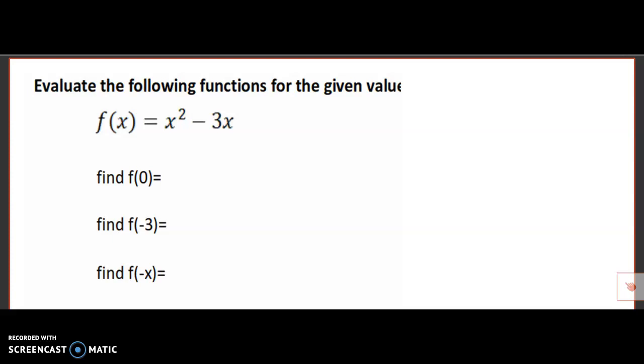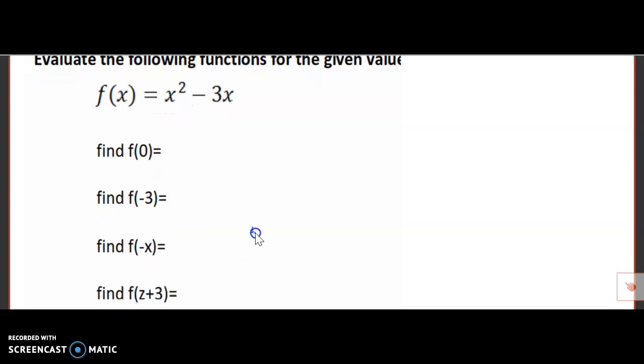Okay, let's look at some specifics on how these values are calculated. So f of 0, remember, this is the value that you plug in. Whatever is in the parentheses is the value you plug in for x. So f of 0 means it's 0 squared minus 3 times 0.